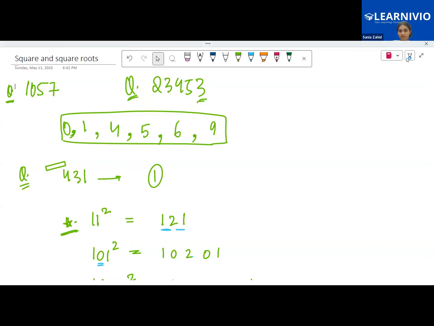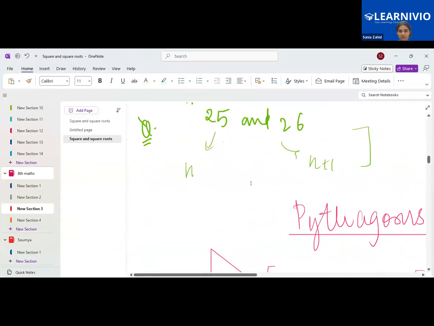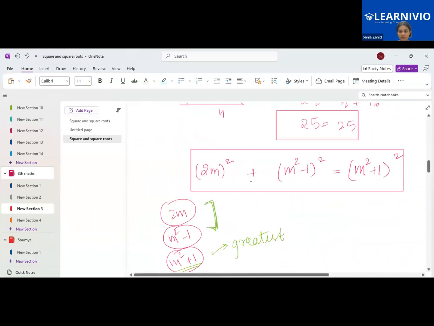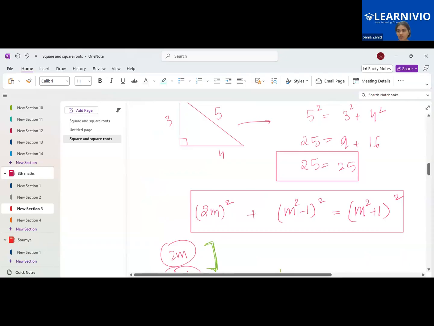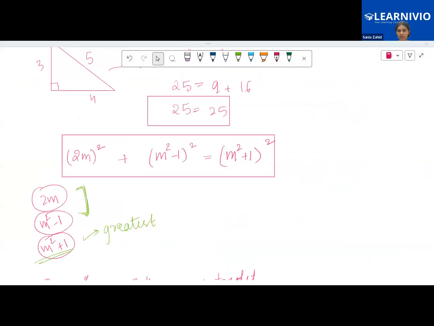Ma'am, I'm getting my note. Which one is the biggest, Mustafa? Mustafa, do you hear me? Yes, ma'am, I'm getting my notebook. Okay, yeah, fine.